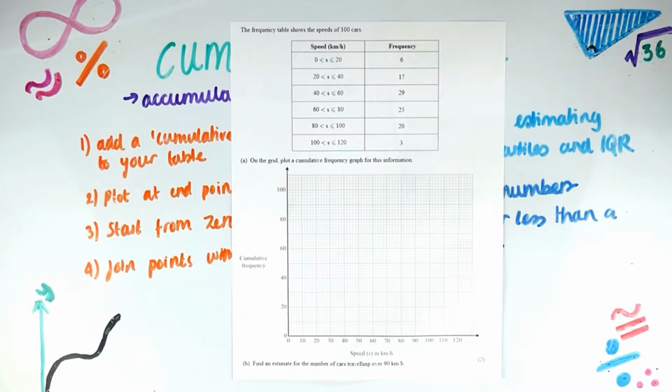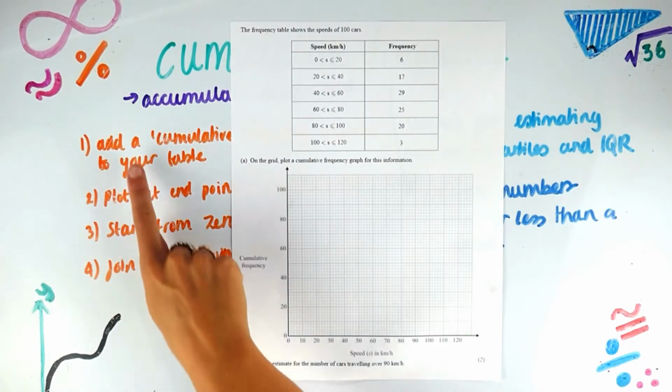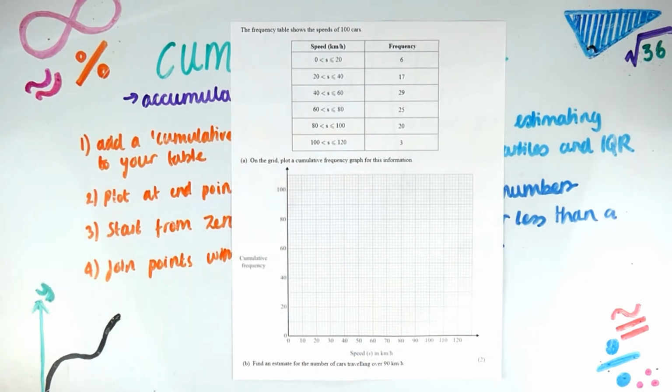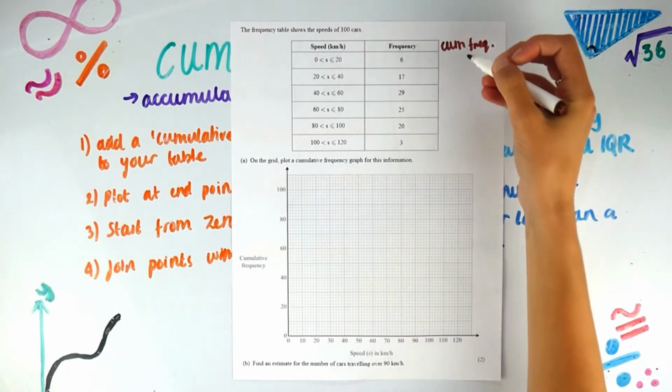So here it says the frequency table shows the speed of 100 cars, and it gives it to you there. Then it says on the grid, plot a cumulative frequency graph for this information. Following step 1, add a cumulative frequency column to the table, so we need to put cumulative frequency here. And then we just keep adding up these columns.